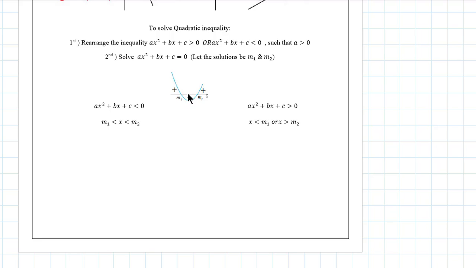The interval in between the roots represents the expression being less than 0. So if we solve this expression less than 0, I will write the solution as x more than m1 and less than m2, which is in between the two roots. But if the quadratic expression should be more than 0, we will choose the intervals on opposite sides: x less than m1 or x more than m2. This is the second point.